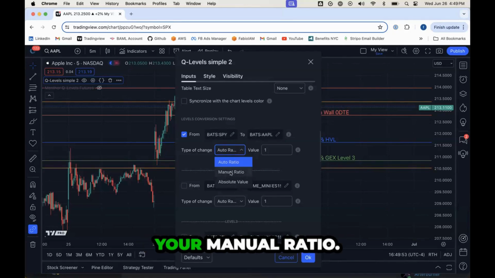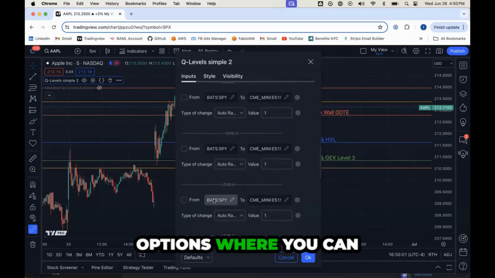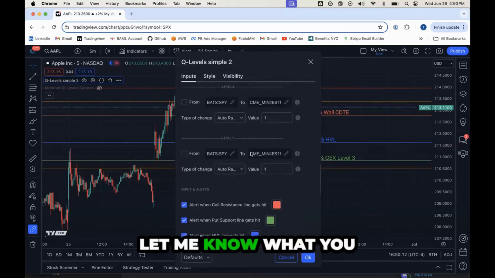Or you can still use your manual ratio. So Patrick likes to use the same ratio. You can still do that, and you can apply that. And now you have multiple options where you can, say, put NDX on QQQ, for example. That's now possible. So very excited about that. I don't know, let me know what you think, Patrick.